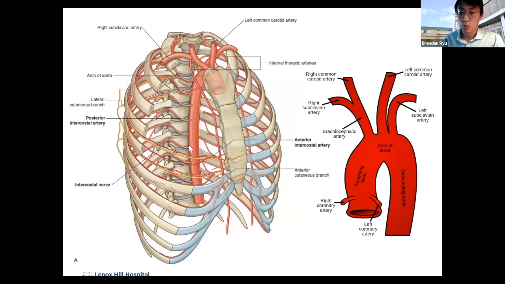One thing to know in anatomy, especially medical anatomy, is that a lot of the names make sense, and if you put them together, they should make perfect sense. Posterior, obviously, is on the posterior side of the chest wall. Intercostal: costal basically means ribs, so intercostal means running alongside the ribs, and it's an artery. So if I tell you posterior intercostal artery, you should be able to say it supplies the posterior part of the chest wall.